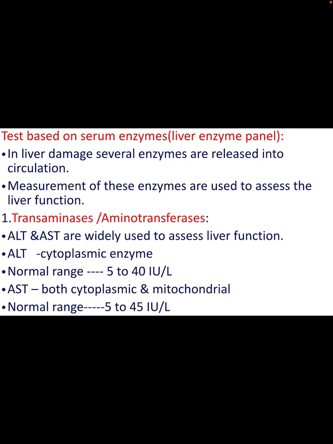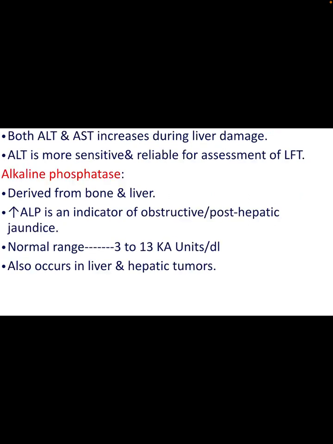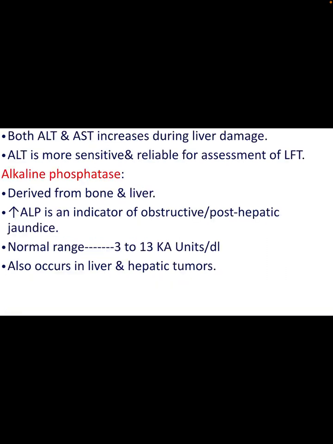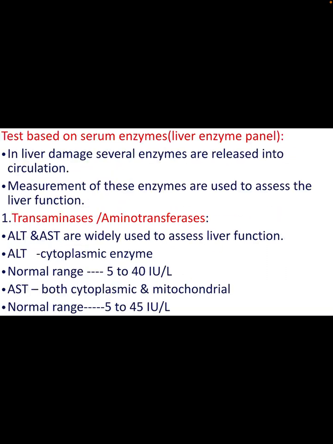Next test is based on serum enzymes, that is the liver enzyme panel. Among the major enzymes, first one is transaminases or aminotransferases, next is alkaline phosphatase, and next is gamma glutamyl transferase. First we look at the transaminases. What is the principle behind tests based on serum enzymes? In liver damage, several enzymes are released into circulation. Measurement of these enzymes is used to assess liver function.